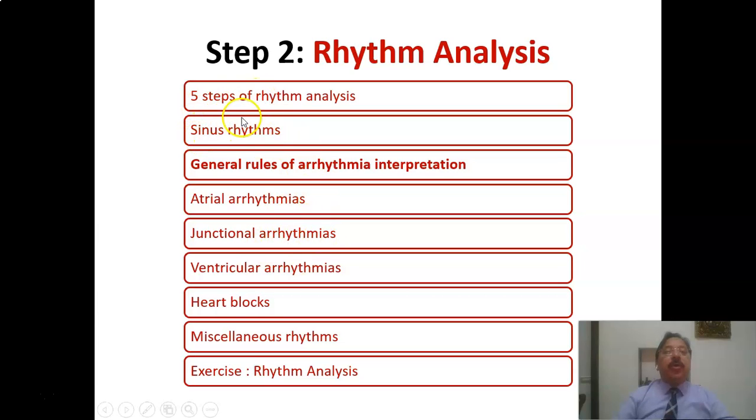So far we have talked about the steps of rhythm analysis and some sinus rhythms. Now we'll talk about the most important subject, arrhythmias. Before talking about each strip, it's important to go through the general rules of arrhythmia interpretation.